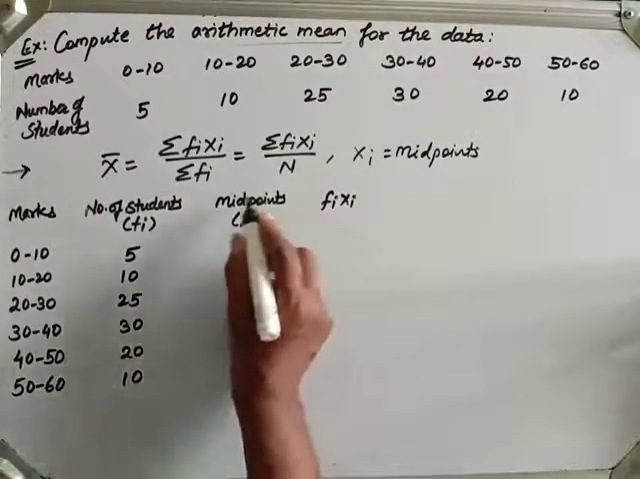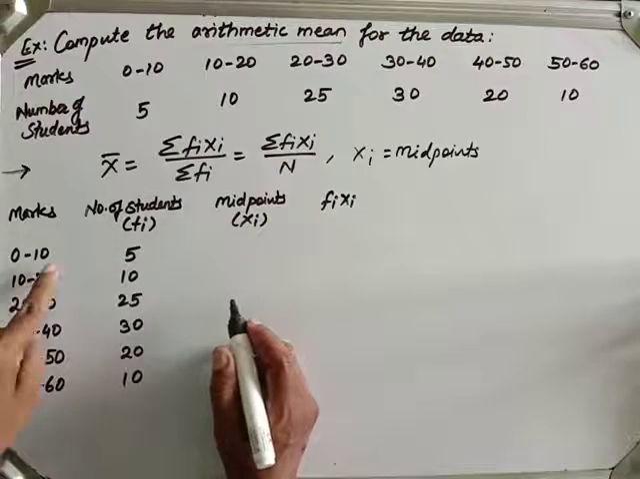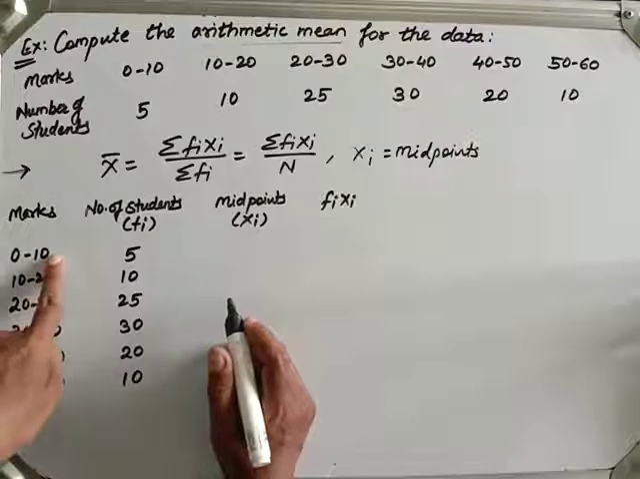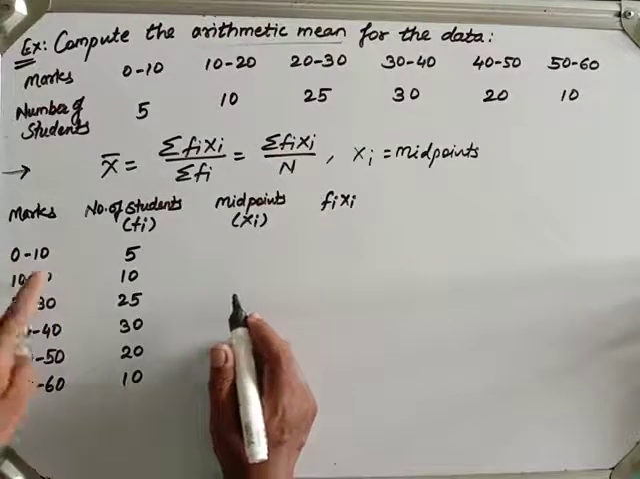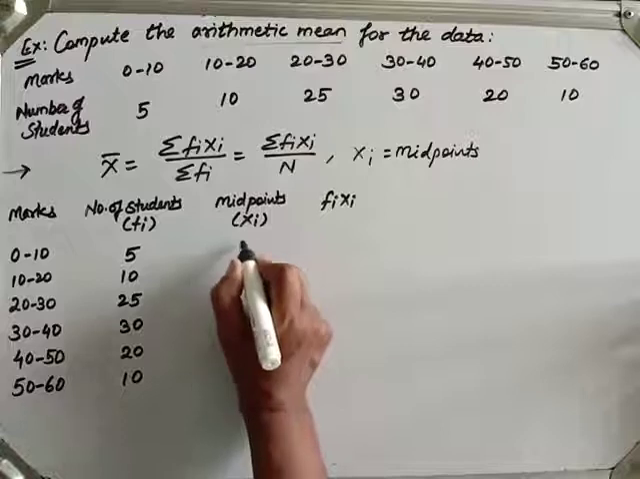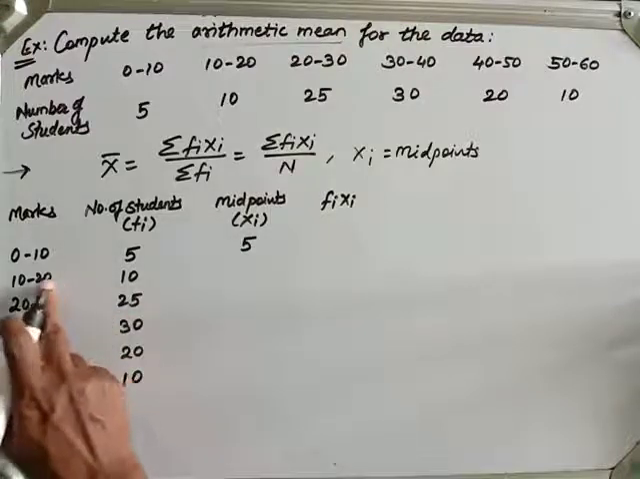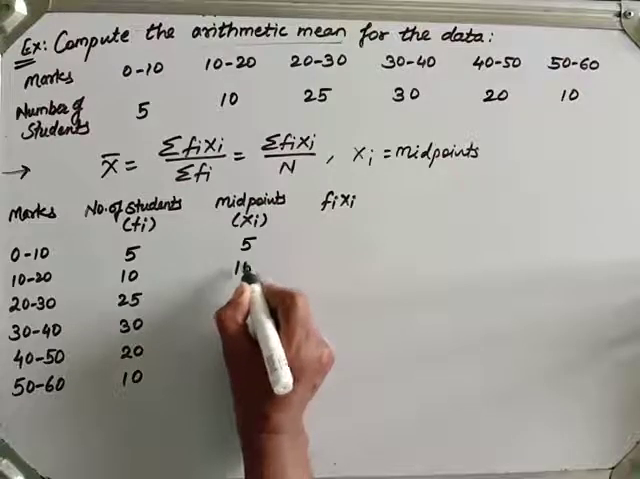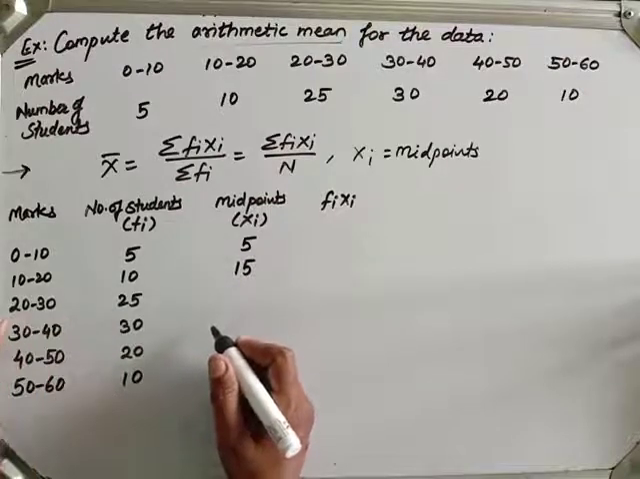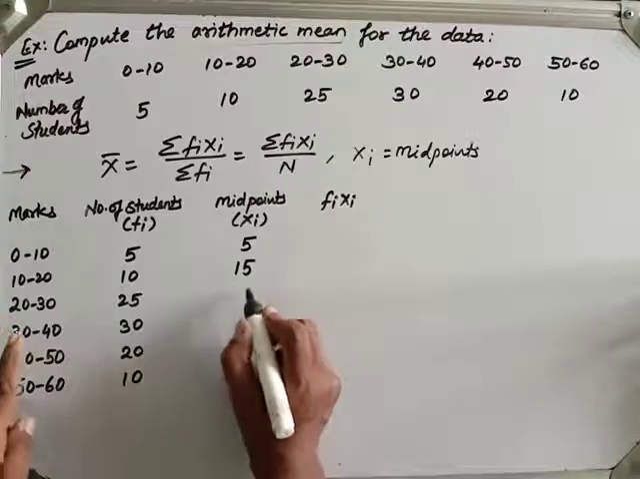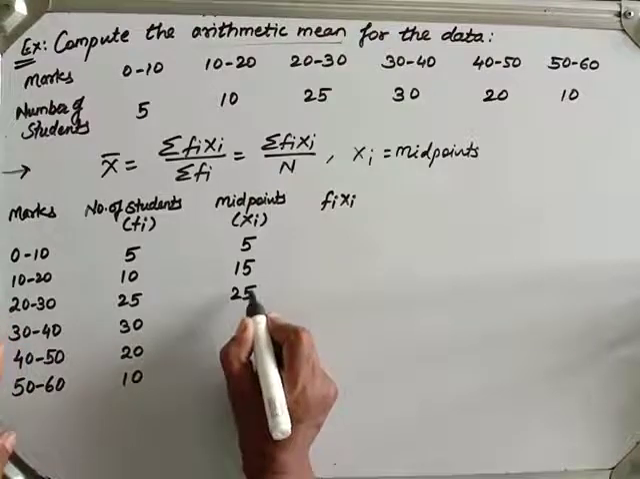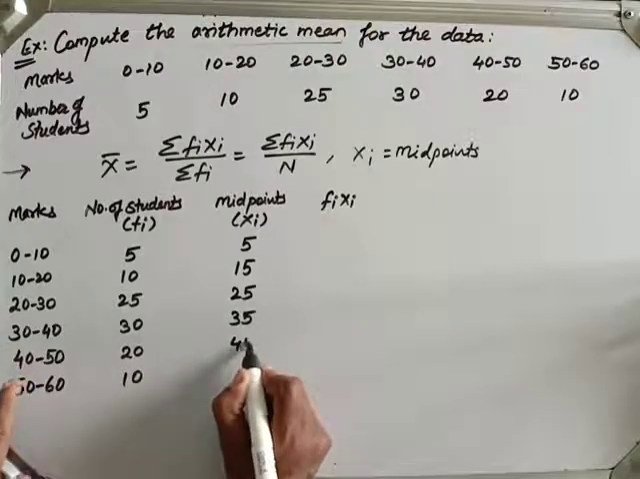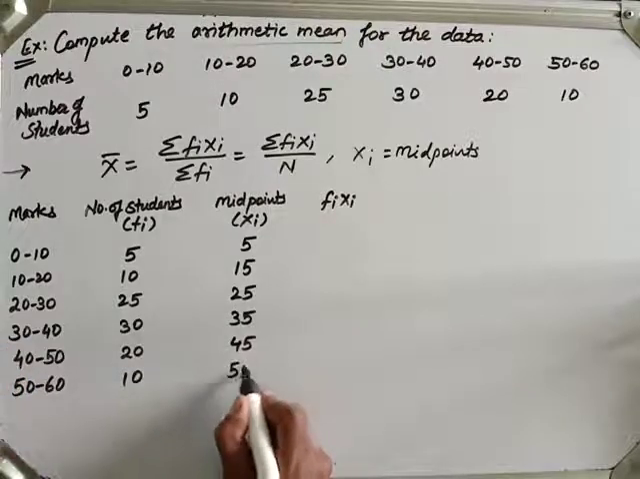Now let me determine midpoints. What is the formula? Upper limit plus lower limit upon 2. So 10 plus 0 is 10, upon 2 will be 5. Here 20 plus 10 upon 2, so 30 upon 2, it will be 15. Again here 30 plus 20, so 50 upon 2 will be 25. Here we get 35, then 45 and then 55.